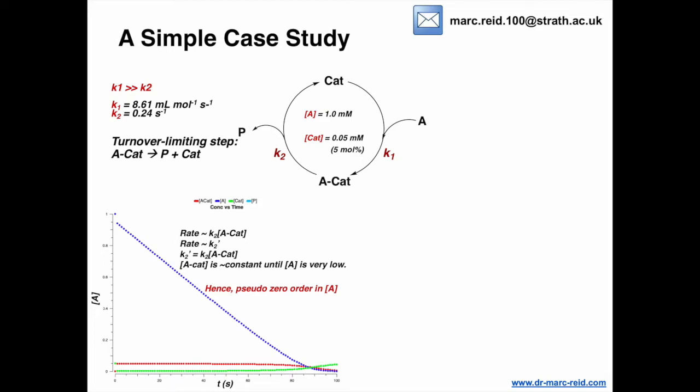Here we see that K1 is greater than K2. Because the rates of both steps have to be the same, as they are tied together in a cycle, the rate must be dictated by the second step. The second step has the smallest rate constant. In other words, the turnover limiting step is step 2, where ACAT is transformed to product P and regenerates catalyst CAT.